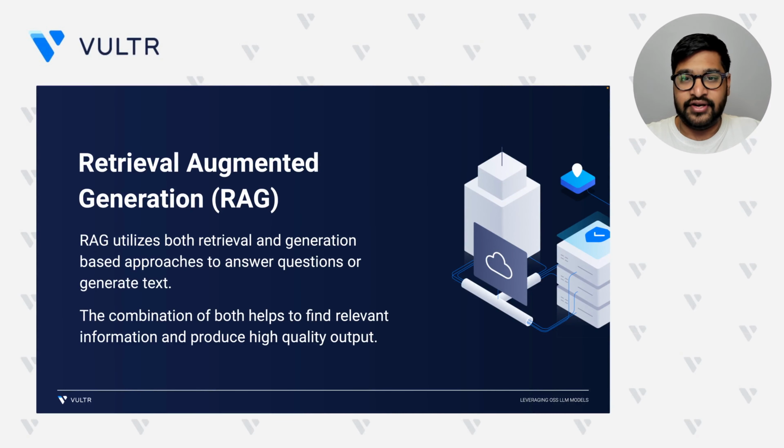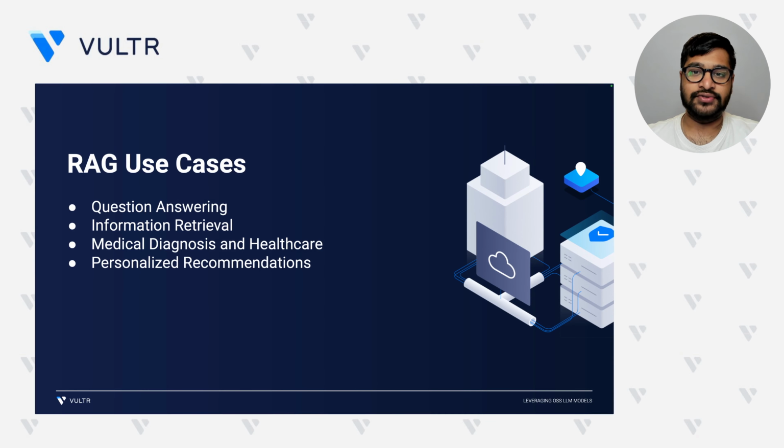Retrieval Augmented Generation, as the name suggests, integrates both retrieval and generation based approaches to form answers and give relevant responses. Retrieval refers to the process of searching and retrieving relevant information from a large corpus of data. On the other hand, generation refers to the process of generating relevant responses, usually the phase where a large language model steps in.